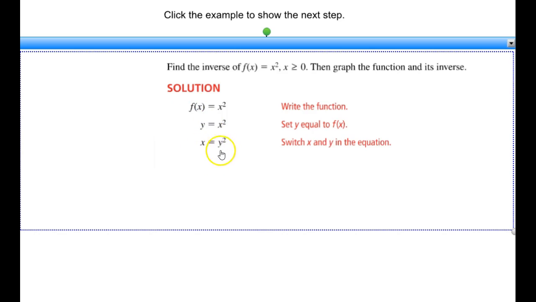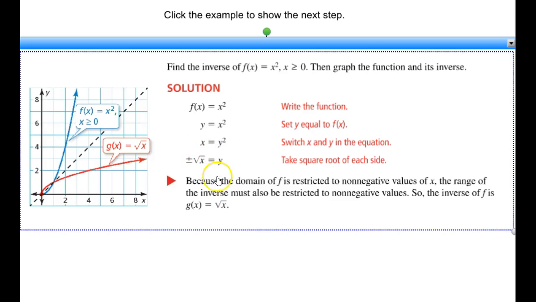Then I switch my x and y in the equation, and I now take the square root of both sides because I'm solving for y. So I see here that y equals plus or minus the square root of x. My domain was restricted up here to x is greater than 0, so the range must also now be restricted to be greater than or equal to 0.